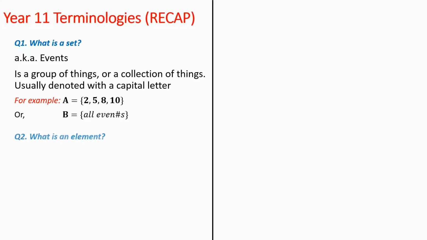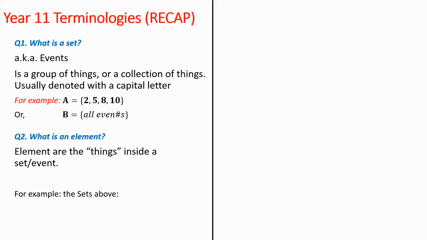Next one, what is an element? So we've got a set. What's an element, Herbert? Yeah, it literally is anything or a thing in a set. I said a set is a group of things or a collection of things. Then those things are called elements. So for example, the one we had above, the elements of A would be 2, 5, 8, and 10. The elements of B would be 2, 4, 6, 8, and it goes on to infinity. Elements are things within a set. Anything that you group together, that's called an element.